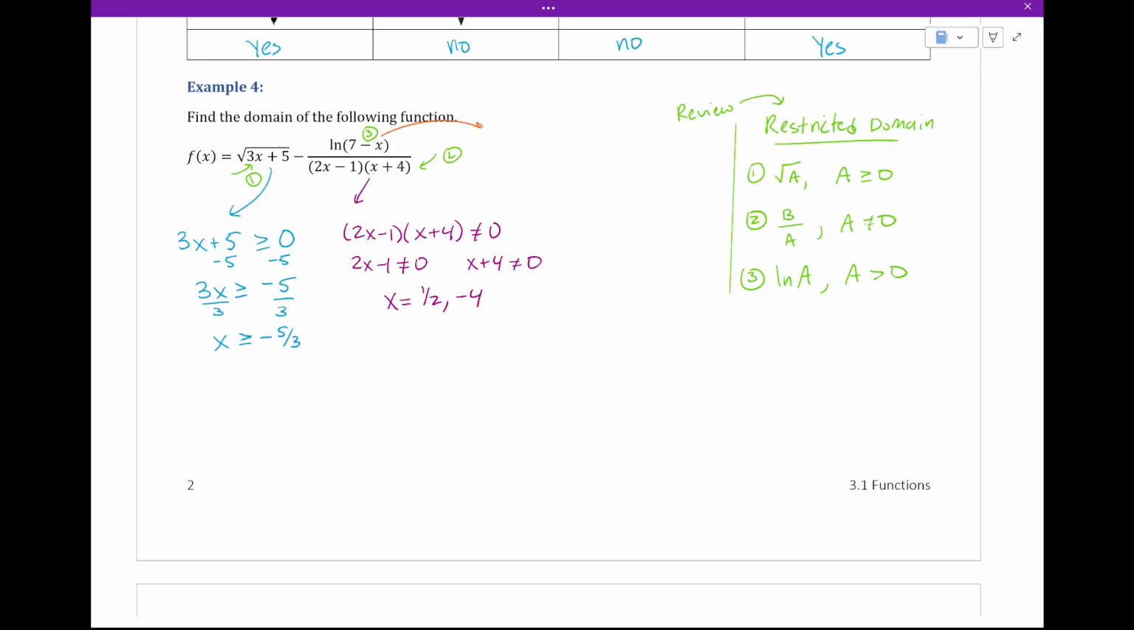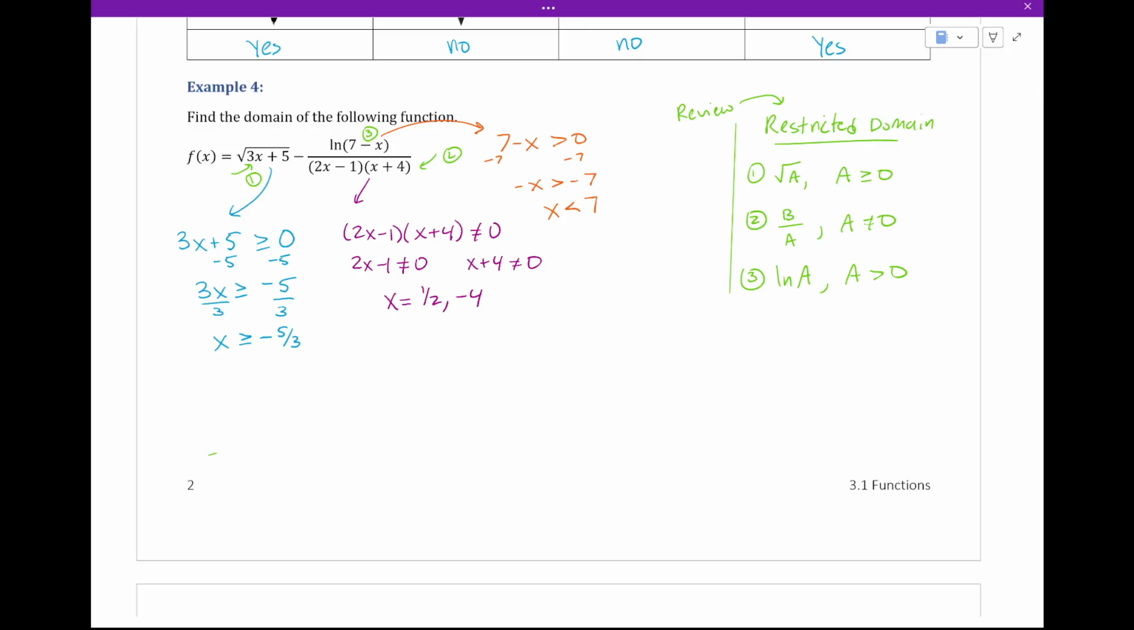Last one, 7 minus x has to be strictly greater than 0. Subtract 7, so negative x has to be greater than negative 7, or x has to be less than positive 7. So I'm going to put all 3 of these things on a number line, and we'll take a look at what area we're talking about.